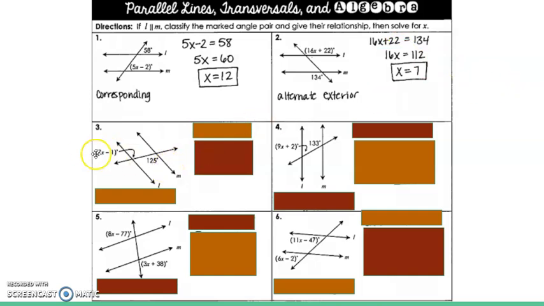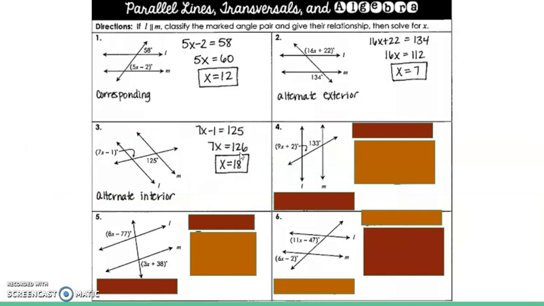Number 3, notice that this expression 7x minus 1, it has an arrow pointing to which angle it's looking at. So if I look at where the arrow is pointing and the 125, those are interior angles and they're on opposite sides. So these are alternate interior angles. Alternate interior angles are congruent. So we're going to set these things equal to each other and solve for our x.